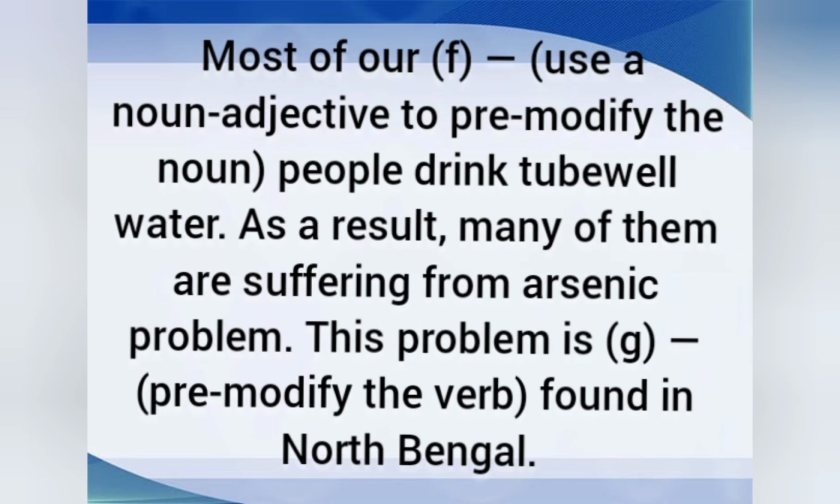Number F. Most of our dash people drink table water. As a result, many of them are suffering from arsenic problem. This problem is dash found in North Bengal. So here in number F, we have to use a noun adjective to pre-modify the noun. So here we can use village people.